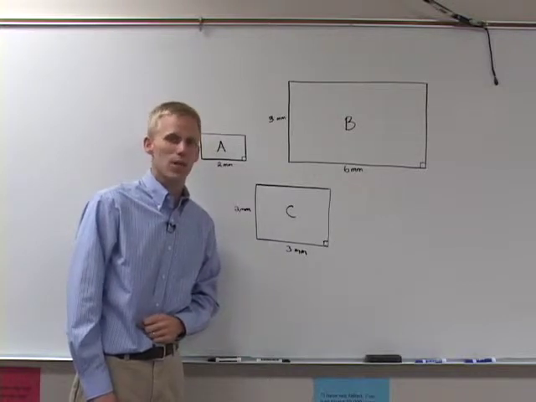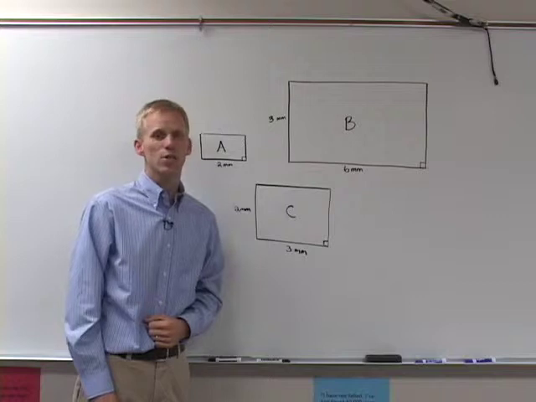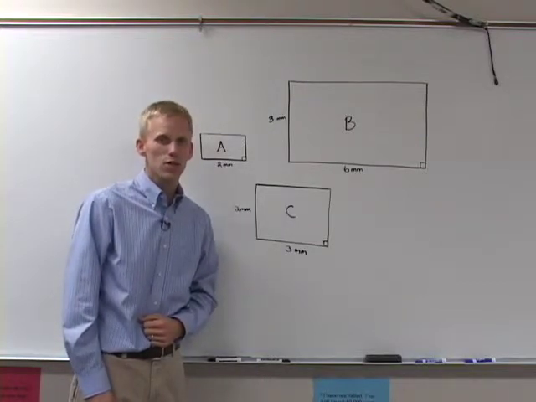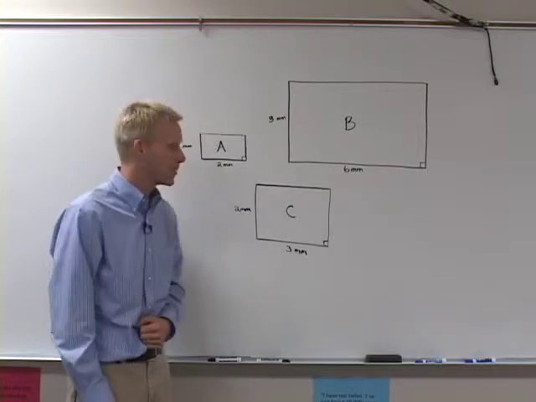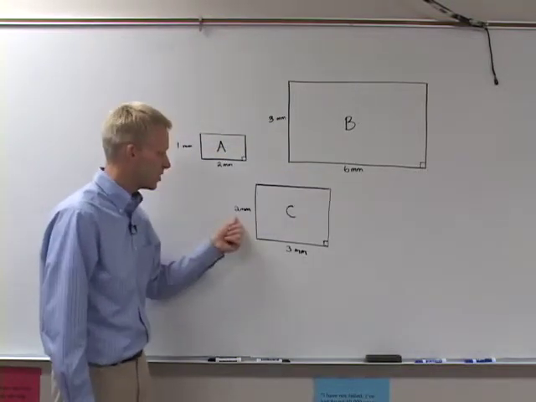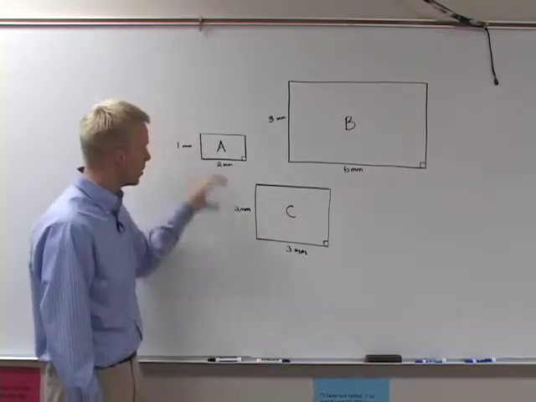In order to do that, we need to look for something called a scale factor. That's the relationship between the side lengths of our different figures. So let's look at those side lengths. We have a 1 by 2, a 3 by 6, and a 2 by 3. Now let's look at the heights.